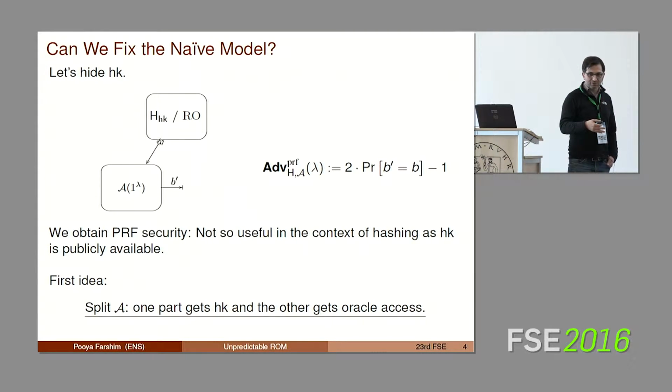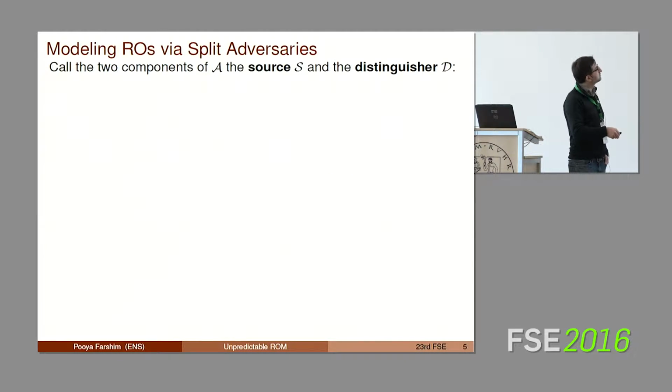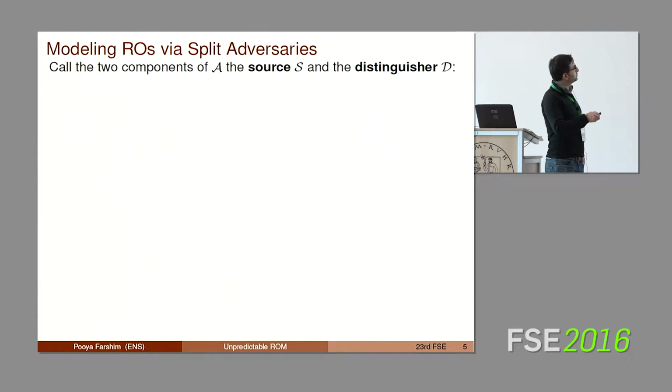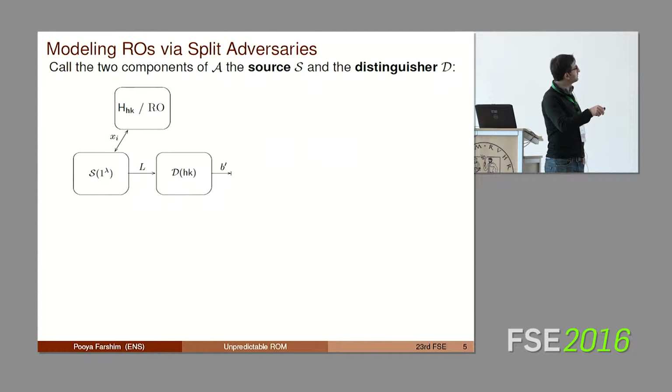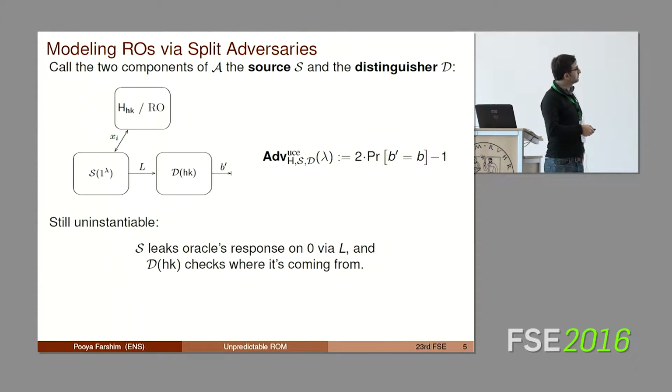So how about having a combination of these two ideas? How about splitting A so that one part gets the hash key and the other doesn't? So we'll have two components of the adversary A, which we call the source and the distinguisher. The setting looks like this. The source does not get the hash key. It talks to the box, and once it finishes, it sends some leakage to the distinguisher. The distinguisher has the hash key, and it needs to then decide the bit. So I've just taken the adversary and split it into two parts. The advantage is defined as usual.